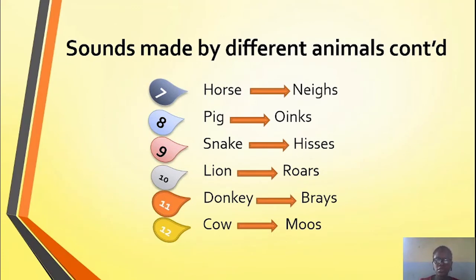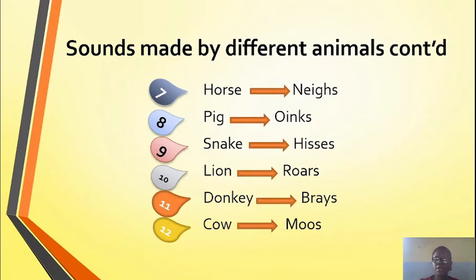Then another one is the horse. That's number 7, the horse. The horse neighs. Neigh, neigh. Then we have the pig, which oinks. That's the sound made by a pig. Oink, oink. Then we have the snake. The snake hisses. Okay, let's talk about the lion. The lion roars. Then the donkey brays. Then the last animal we are considering is the cow, which moos. Moo, moo.